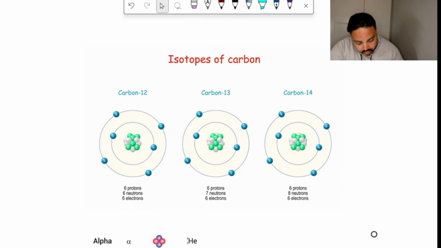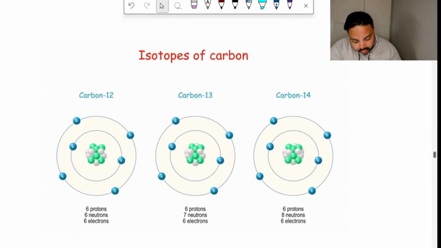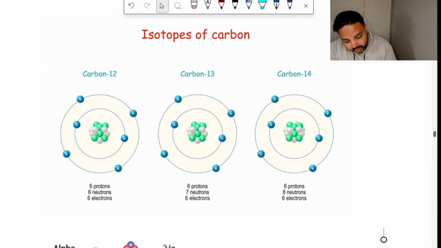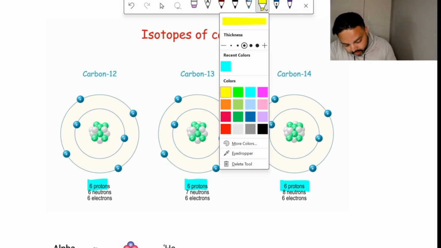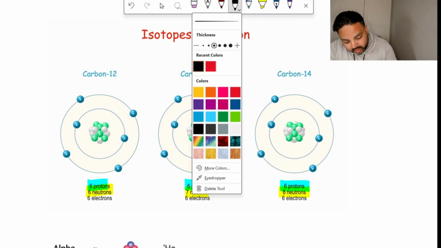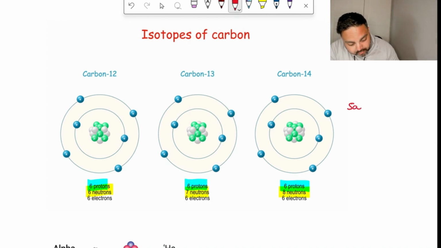But isotopes, when we talk about isotopes, this is part of chemistry and it's part of physics. Isotopes have the same number of protons, but they have different numbers of neutrons. Another way to say it is, they have the same atomic number, because atomic number is just the number of protons, but they have different mass numbers.